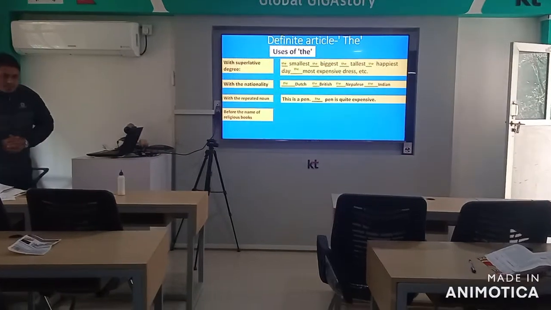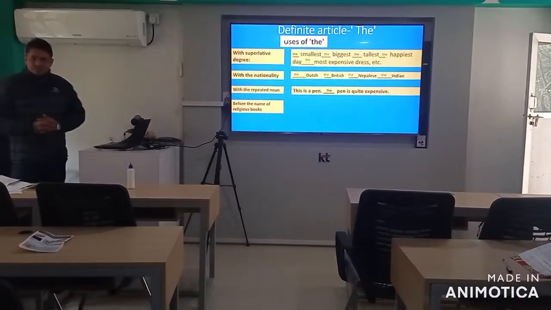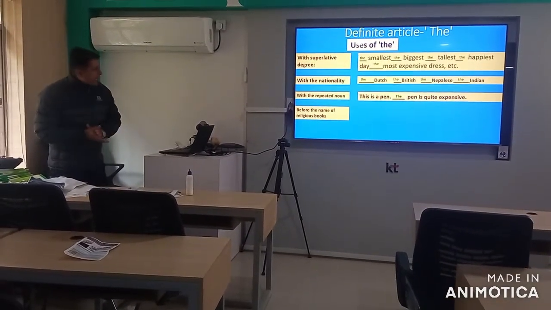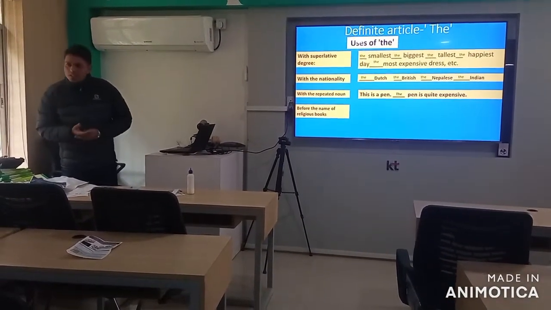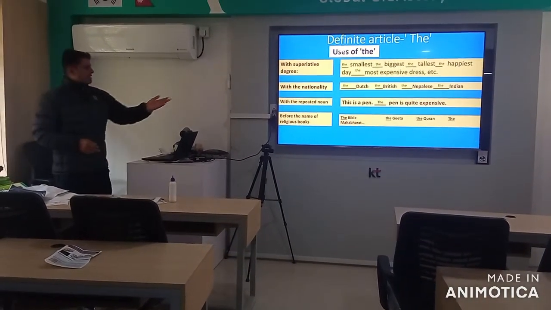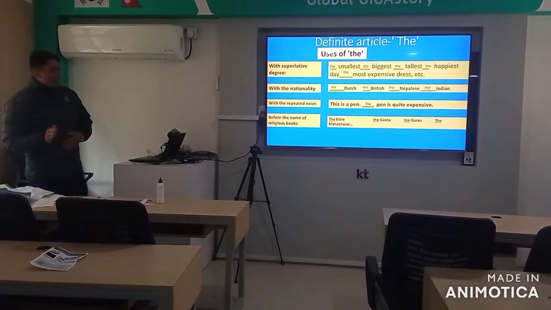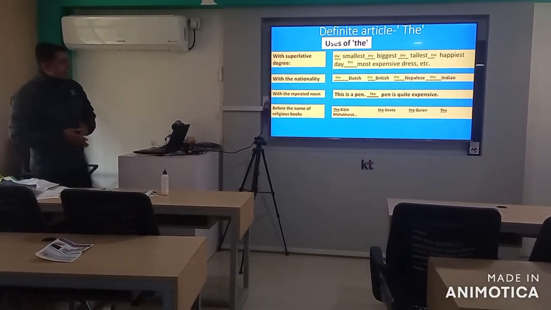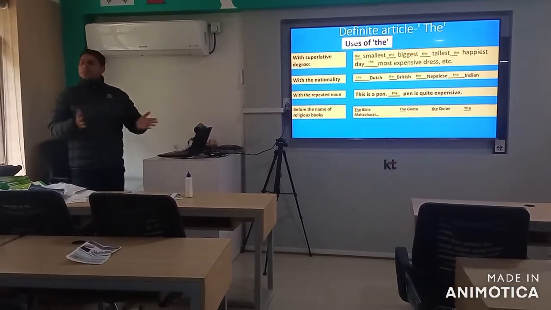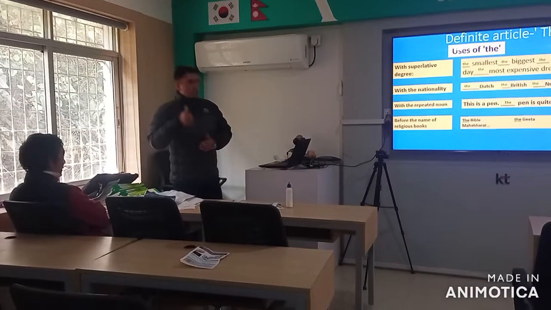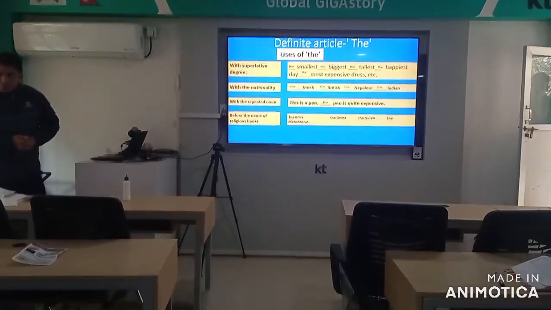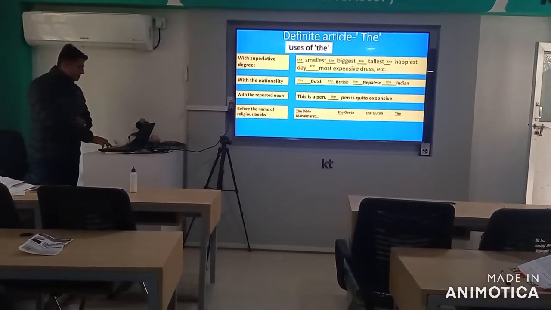Can you read out? Before the name of religious books. Do you know religious books? Let's have a look at some examples of religious books. The Bible, the Gita, the Quran, the Mahabharata. These are all examples of religious books, holy books of religion. In that situation also we must use the definite article the. Are you getting that? Yes, sir. Any confusion? No. Okay, now let's move further.